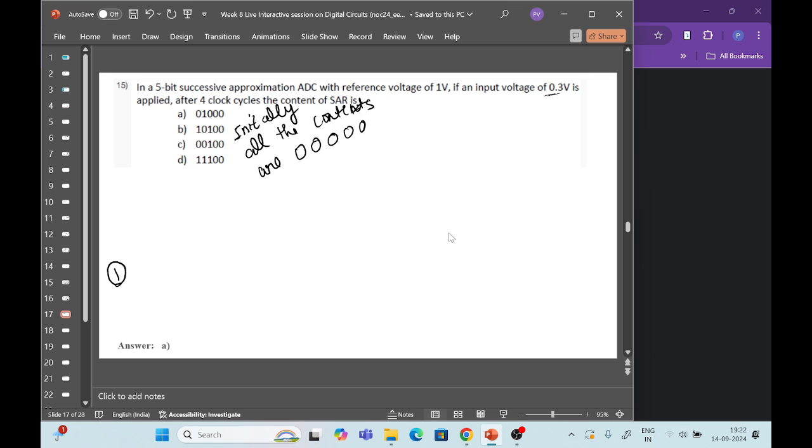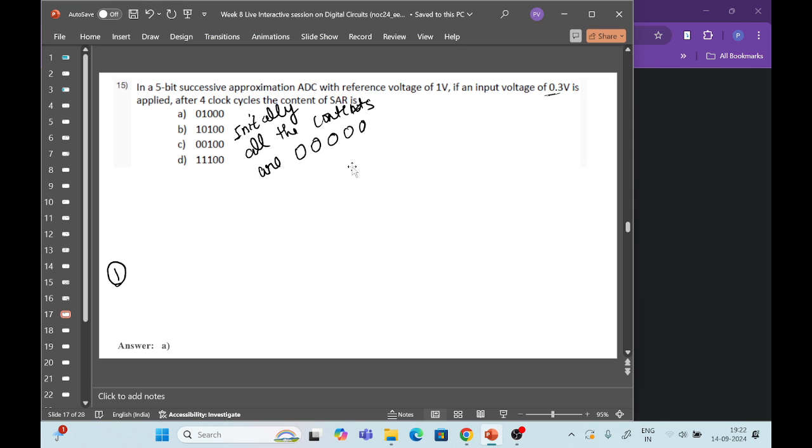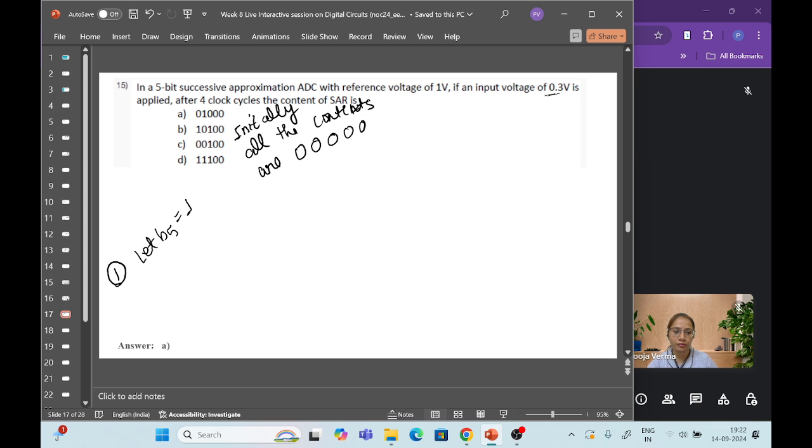So assume that I am writing it as 1, that is 1 clock pulse. So for clock pulse 1, as we have done, let V5 is equal to 1.